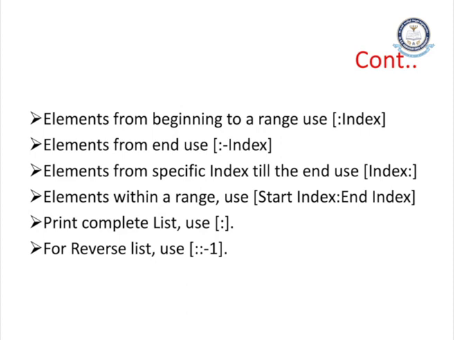See here, this is for continuous elements from the beginning to a range. You have to use the index. Suppose you want to slice from the beginning up to the fourth element, then we have to give the range between the 0 to 3 index values. After that, for elements from the end, you have to use the negative index, see, -1 to -3 like this.